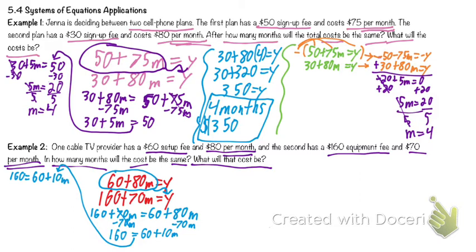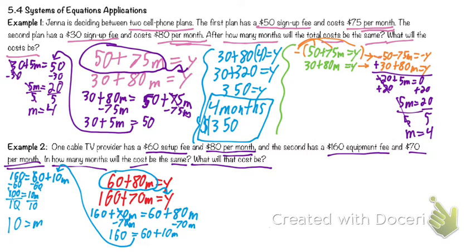Now what do we do? Subtract 60. Let's move that away from the 10m. What's 160 minus 60? 100. 100 equals 10m. Now what? Divide by 10. 100 divided by 10 is 10. So 10 equals m. So what's that mean? 10 months. Okay, so it'll take 10 months for the cost to be the same.